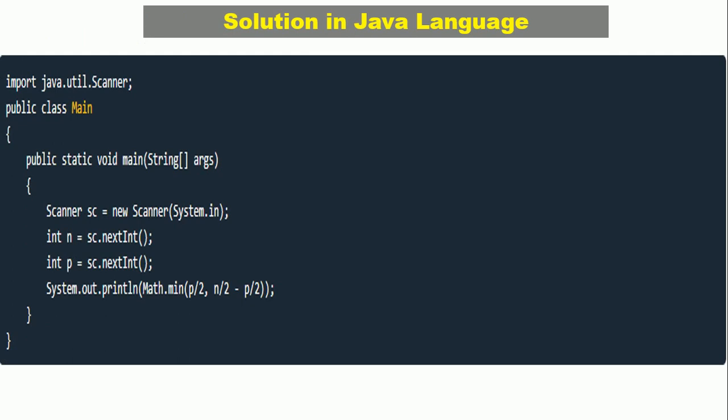Now the solution in Java language. So here is the solution in Java language, and this is very basic, and all the thing that you should take care of in this program is this logic. Math.min and in brackets p by 2 comma n by 2 minus p by 2. The main context of this program is just the logic which is used in this program.